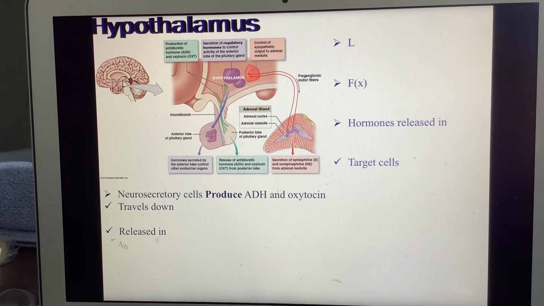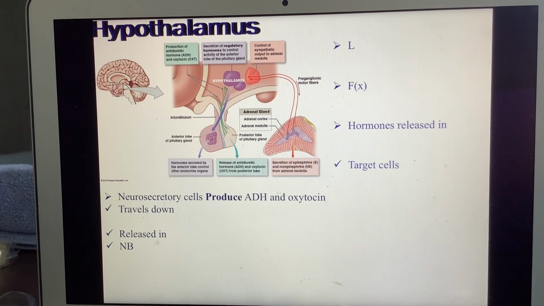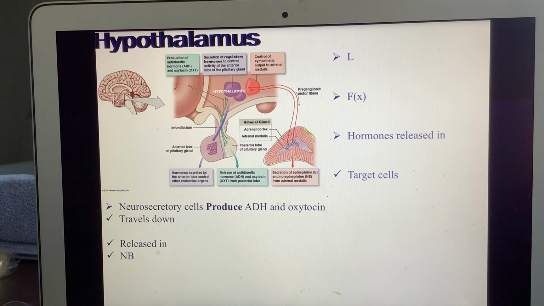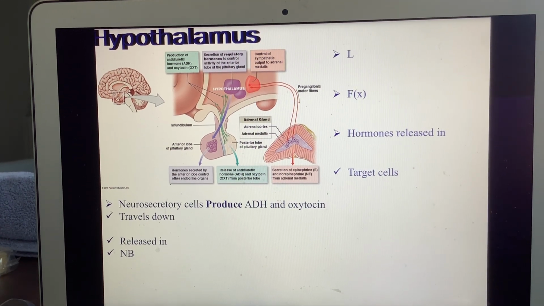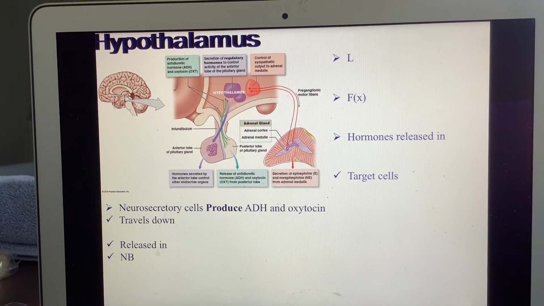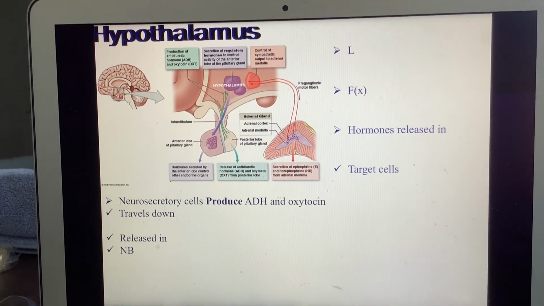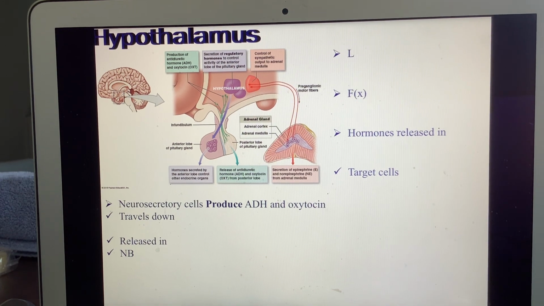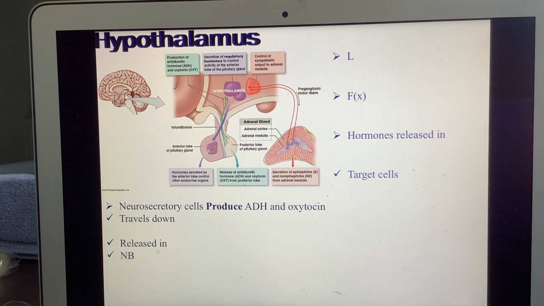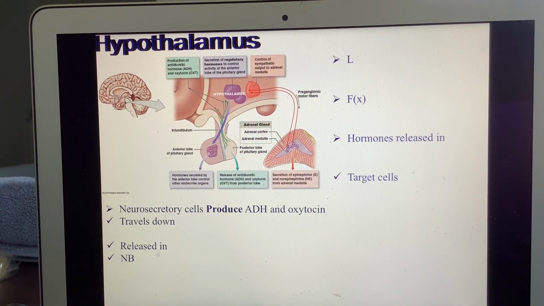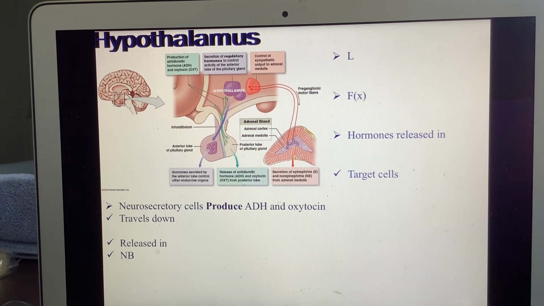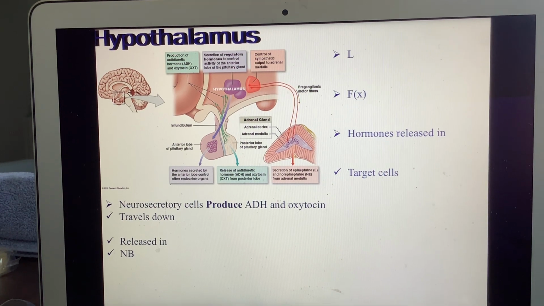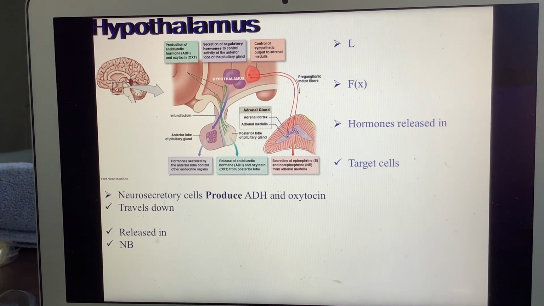So what does that mean? Well, there's another important distinction. While the hypothalamus produces ADH and oxytocin, NB means nota bene in Latin, listen well. It means note, this is something you need to pay attention to, that the posterior pituitary secretes those hormones into the interstitial fluid and then the blood. So again, hypothalamus produces ADH and oxytocin, but the posterior pituitary secretes them.